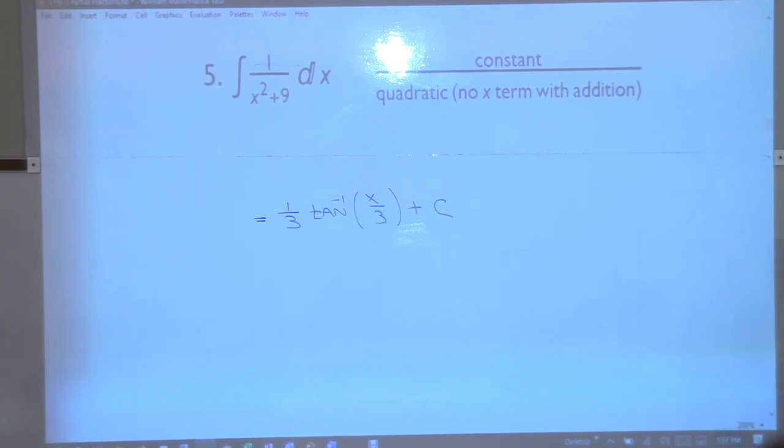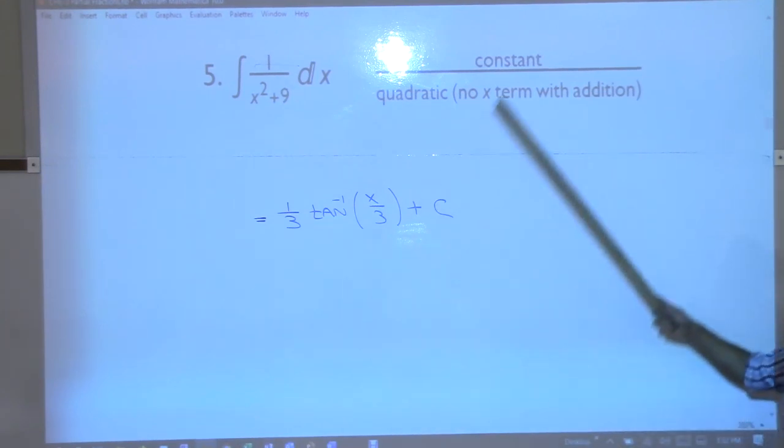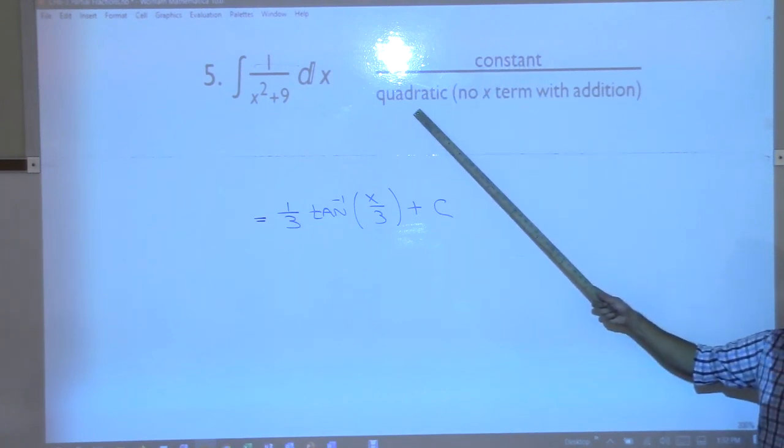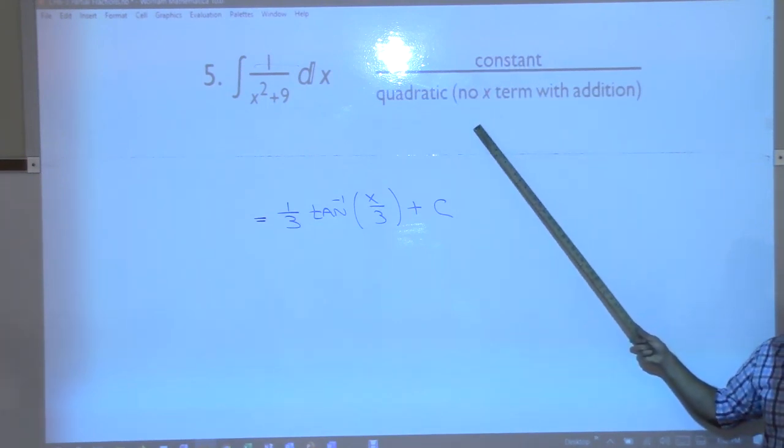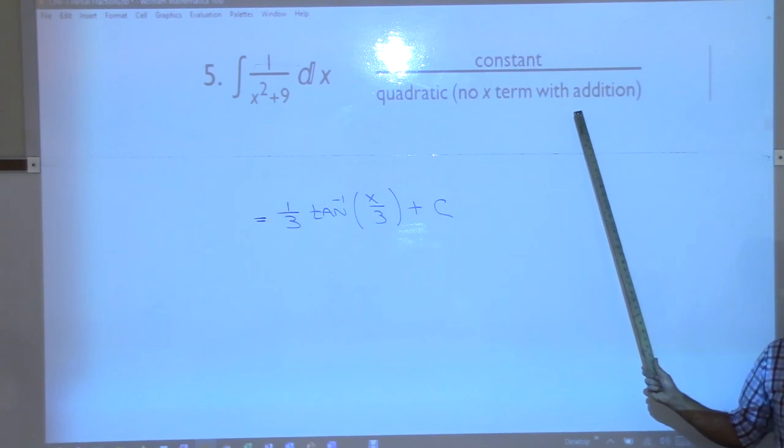Okay, so do you all agree? If we ever see a constant over a quadratic where we don't have an x term and we have addition between them, we're in business.